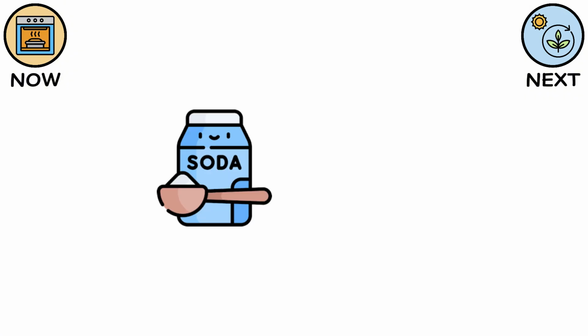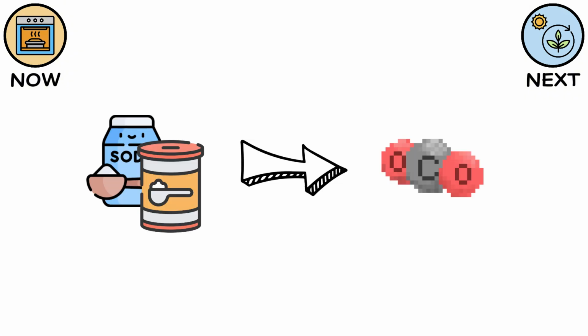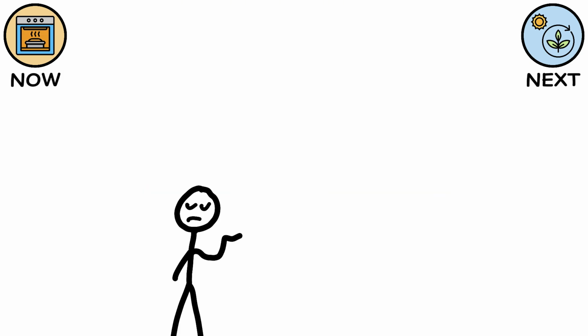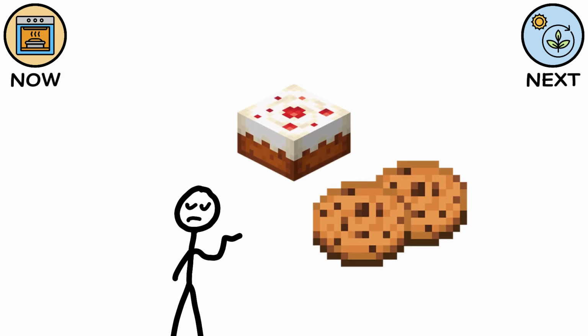Don't forget baking soda and baking powder. These release CO2 via acid-base reactions, often faster than yeast, and are perfect for cakes and cookies where fermentation isn't ideal.